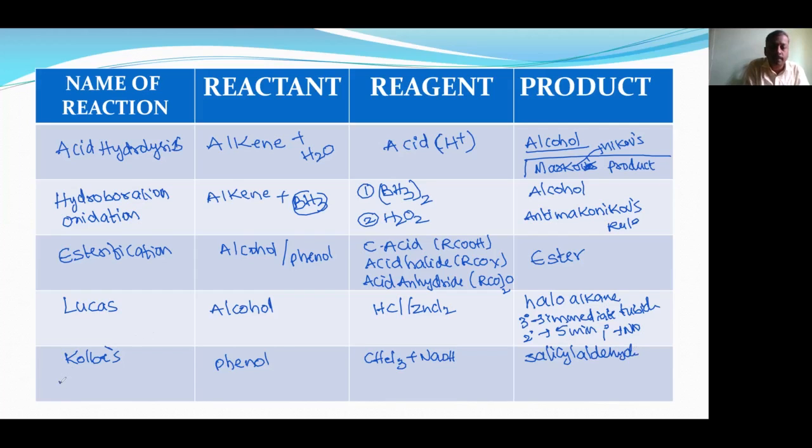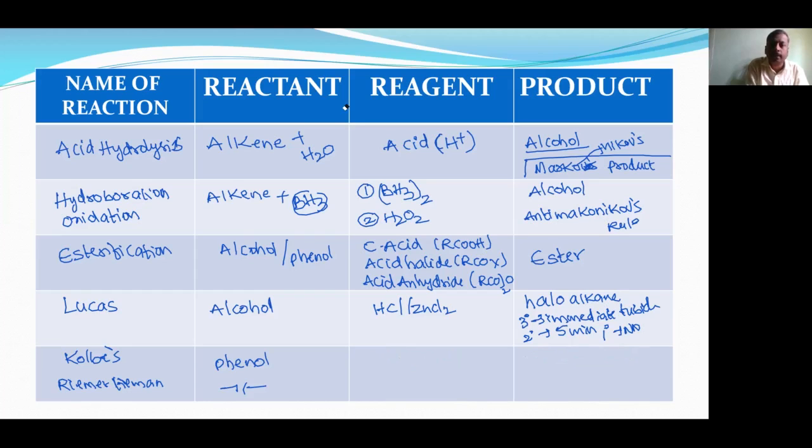And after that, Kolbe's reaction. Here also we are using phenol only. But here it is CO2 and salicylic acid.